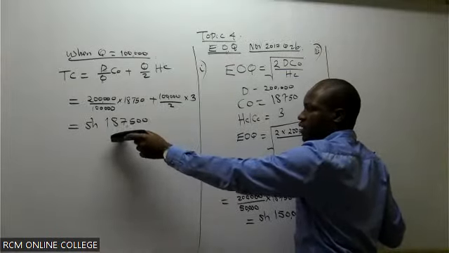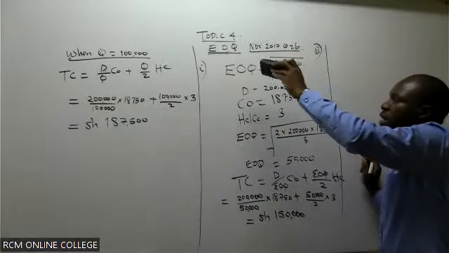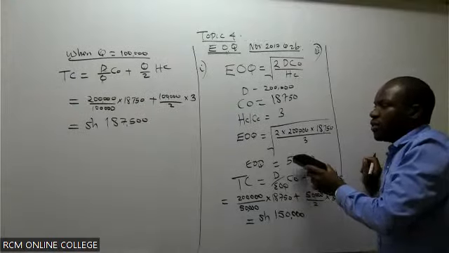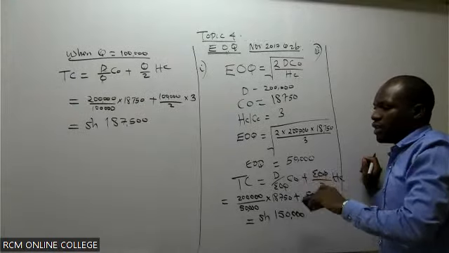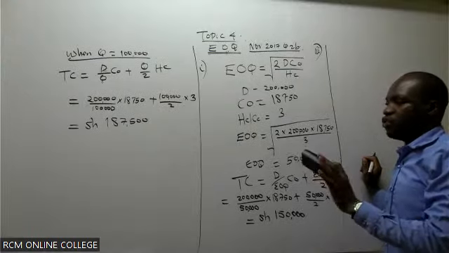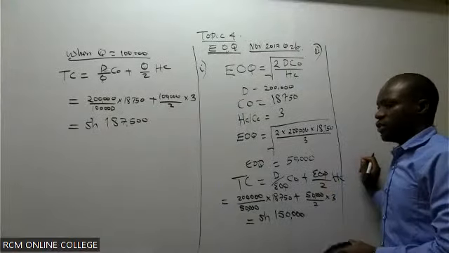That is 37,500. So the company should order 50,000 units so that they are able to save a total of 37,500. That's what you are required to do in this particular question.